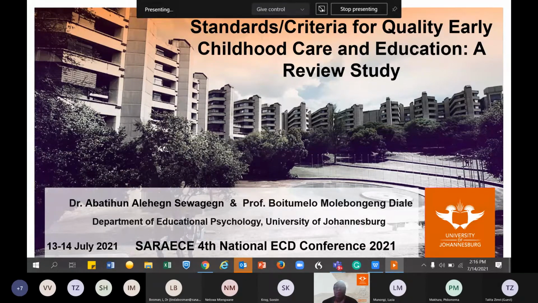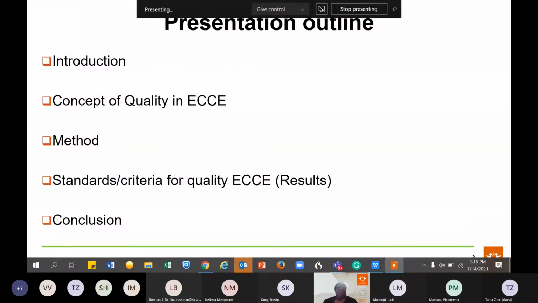This particular study was looking at the standards or criteria for quality early childhood care and education, and it was a review study of the different studies that have been made in terms of this particular aspect. In the presentation, we will have an introduction, then talk around the concept of quality in early childhood care and education, the method that was used, the standard criteria for quality, see the results that we're putting together in terms of the criteria, and then we will conclude.